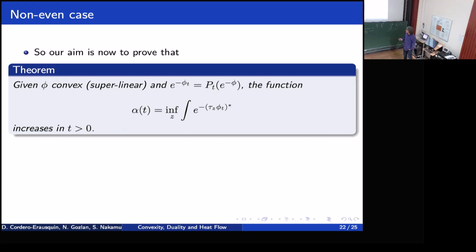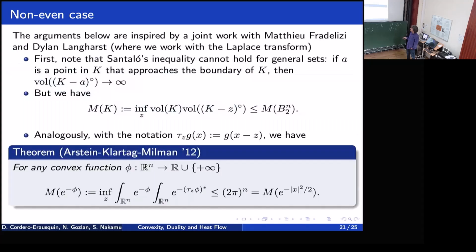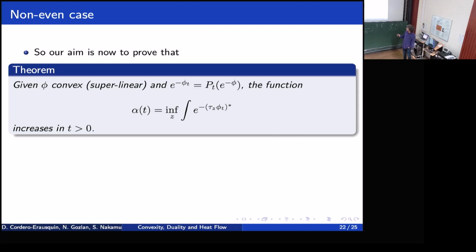I will give you the proof very quickly, so I do the same. P_t evolves along the heat semigroup as before. So this quantity does not change, and I want to understand the evolution of this quantity. So I take the infimum, I translate phi_t, and I look at the Legendre transform. Now, the difference is that I have this infimum.